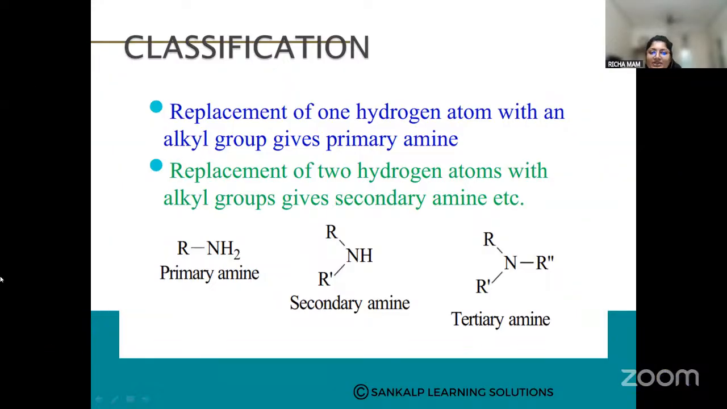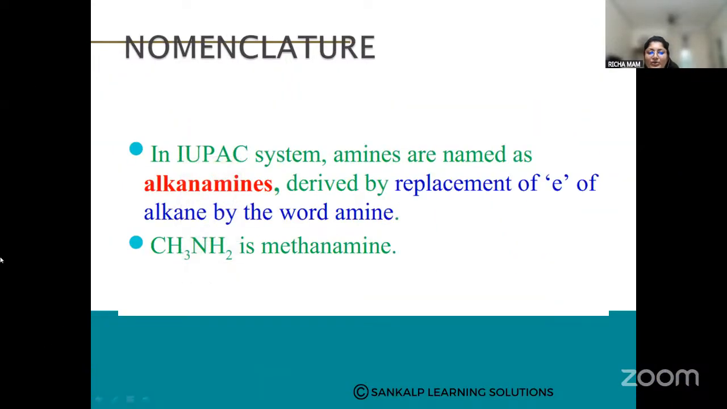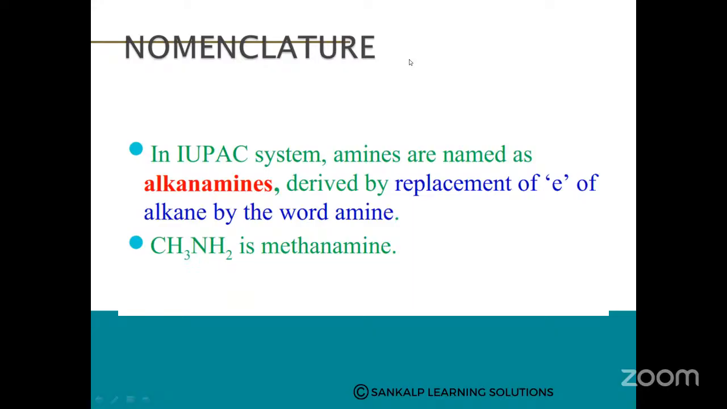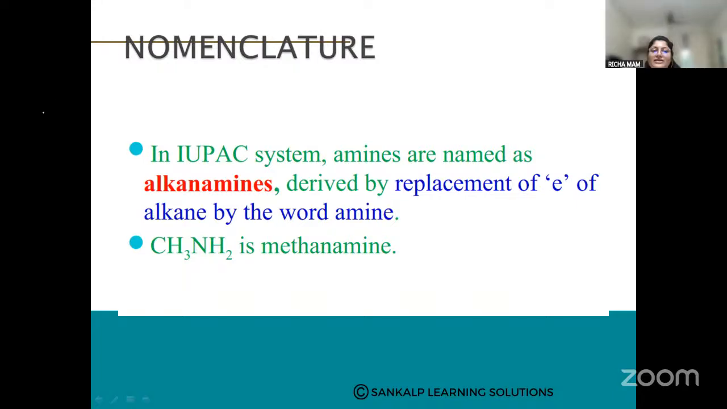Next we are going to see the nomenclature, which means how to name these amines. In the IUPAC system, aliphatic amines are named as alkanamines. In the case of aromatic amines, the simplest member is C6H5NH2, that is aniline.